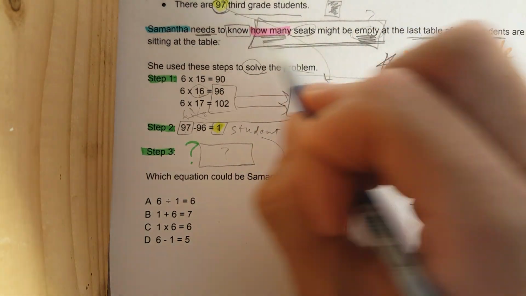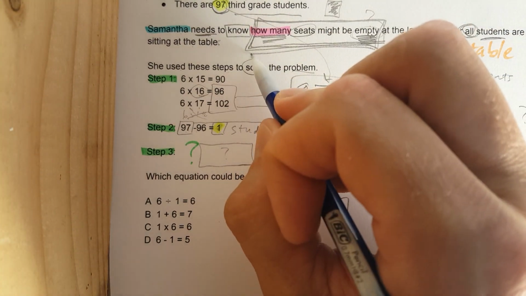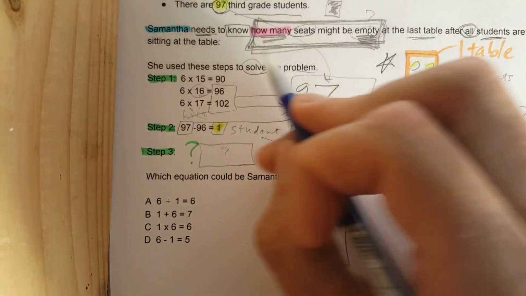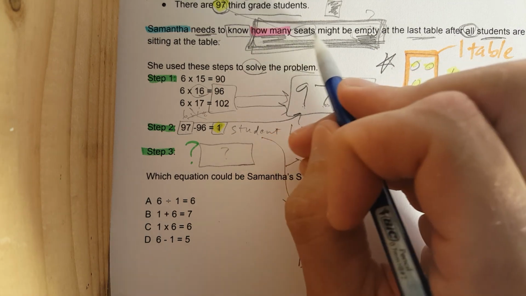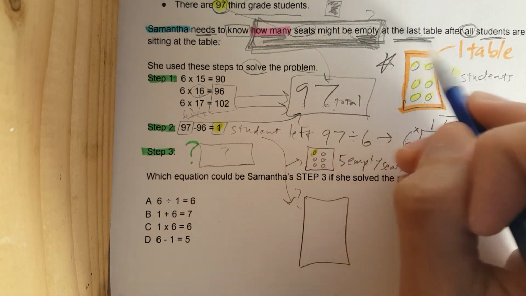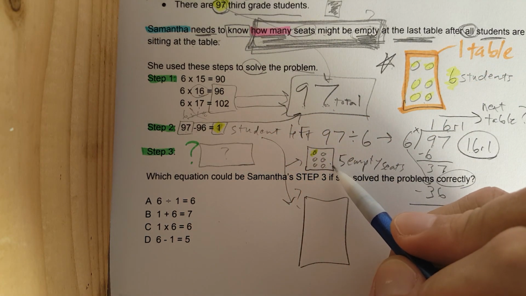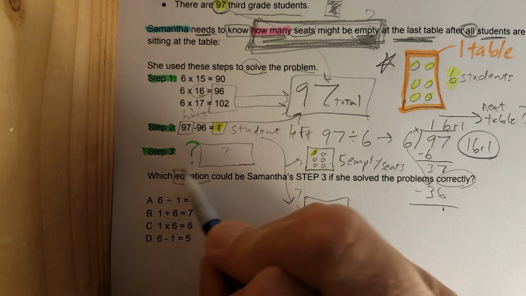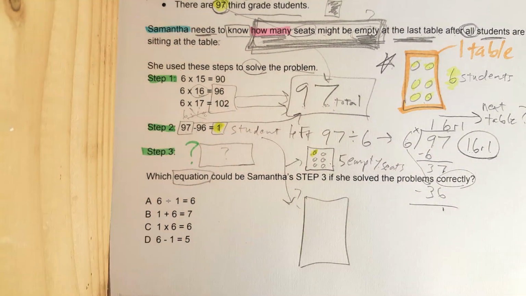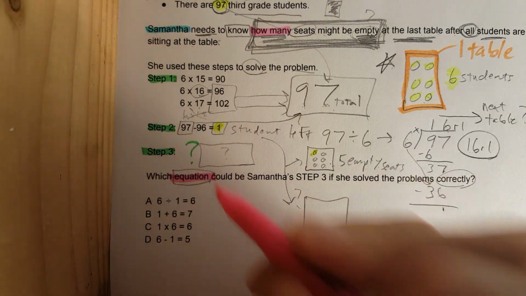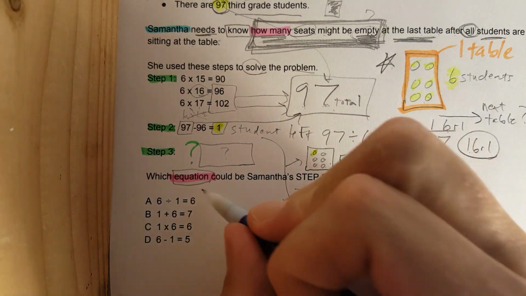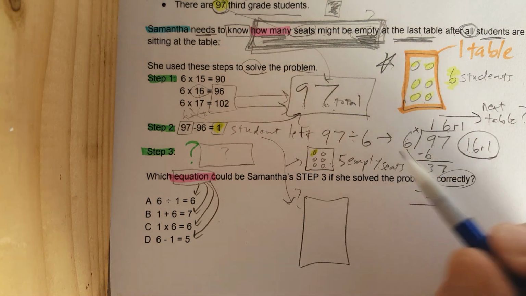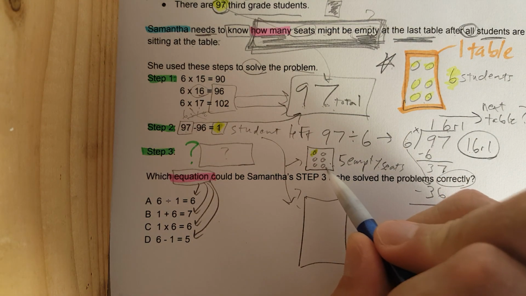I'm going to box that 4,000 times. Just kidding, I'm at 10 minutes and 44 seconds. Multi-step problems take forever. But this is what we need to solve. How many seats might be empty at the last table? Here's that last table. We know there's 5 empty seats. Check out the equations. When you see the word equation, these are all equations. So we need to get this problem in there.